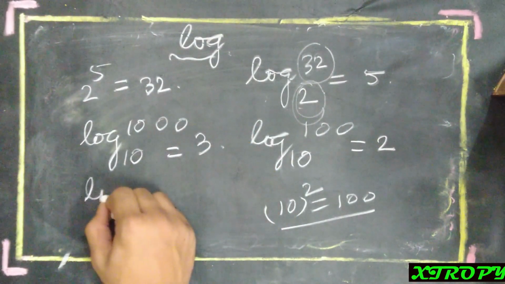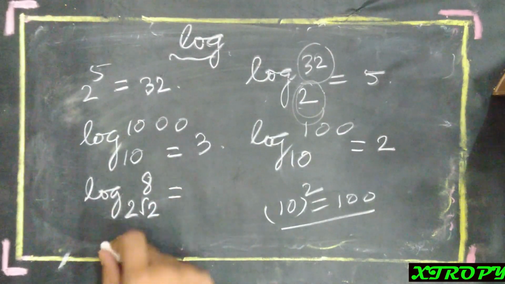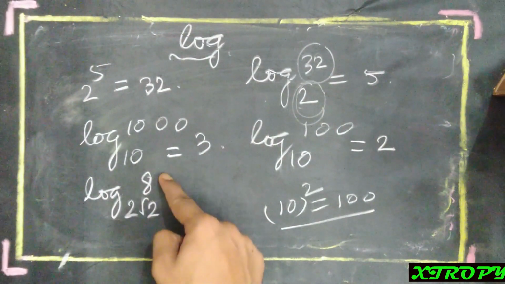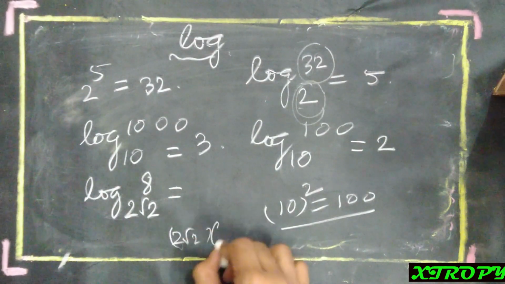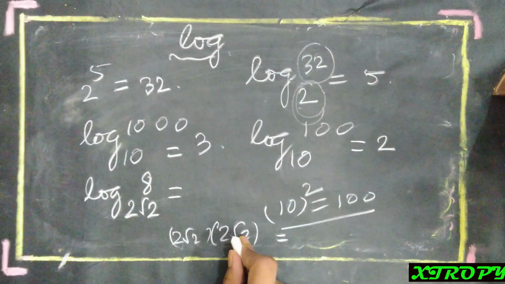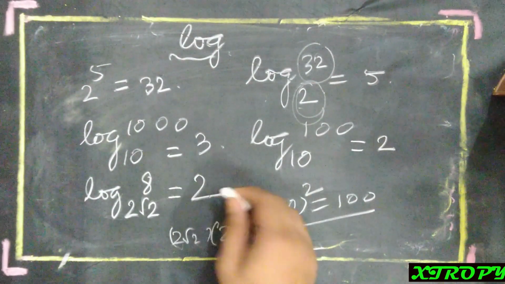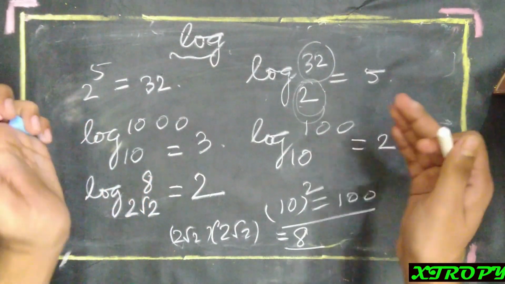Now let us take log 8 base 2 root 2. What power do we have to give to 2 root 2 to become 8? It's actually 2. Because if you multiply 2 root 2 twice, that is 2 root 2 squared, 2 twos are 4, and root 2 times root 2 makes another 2, so 4 twos make 8. So this is 2. This is a primary, basic understanding of logarithm, or in short log.